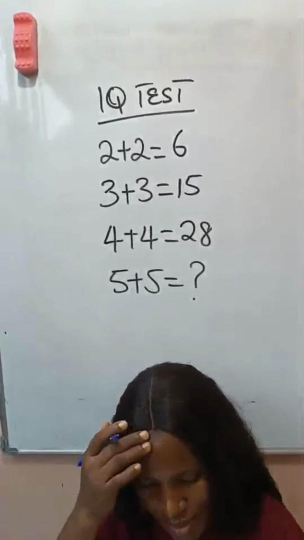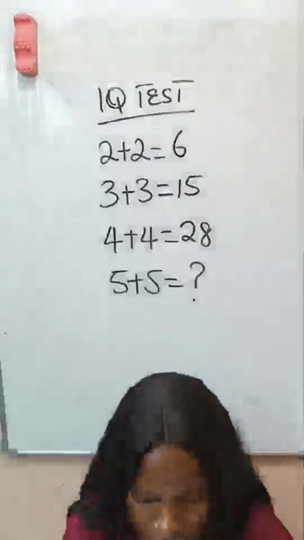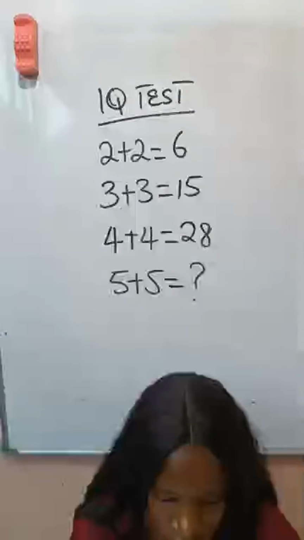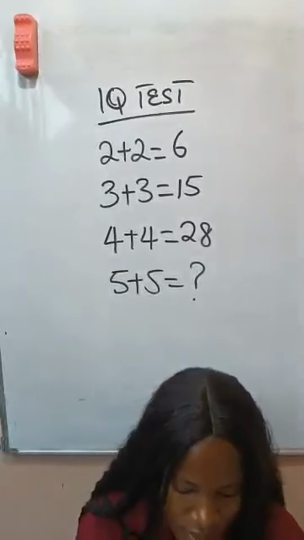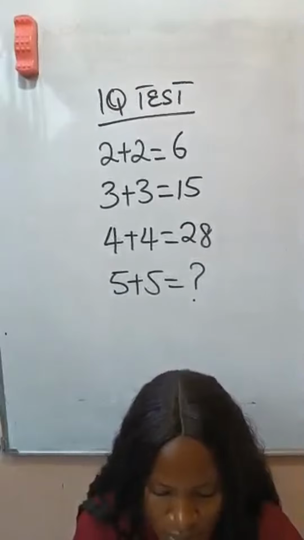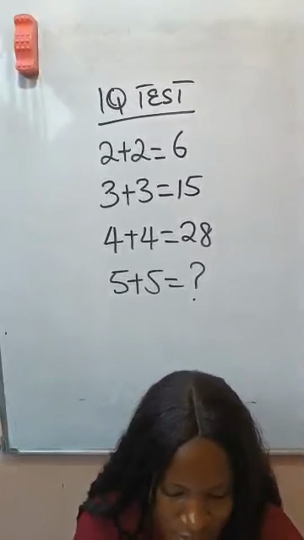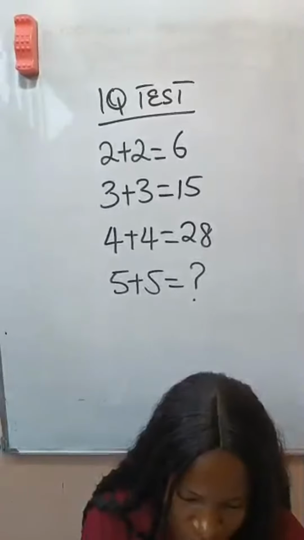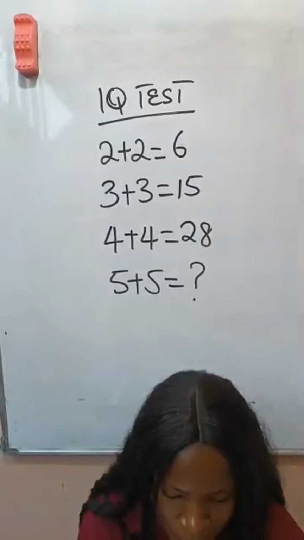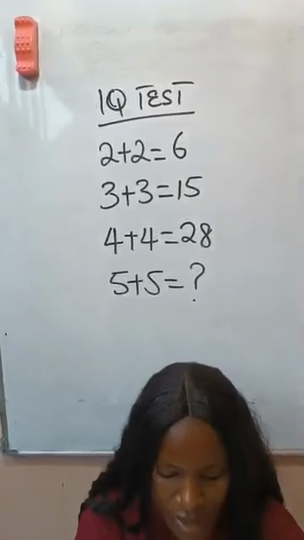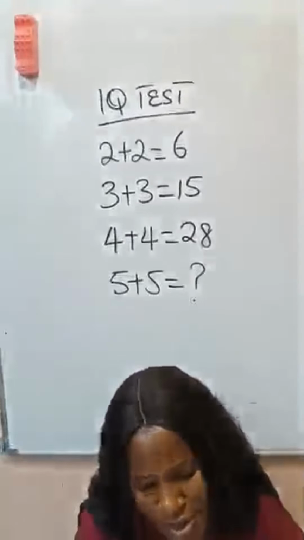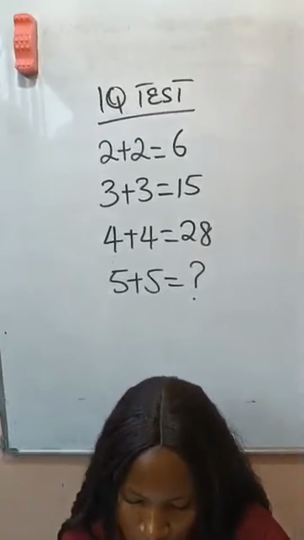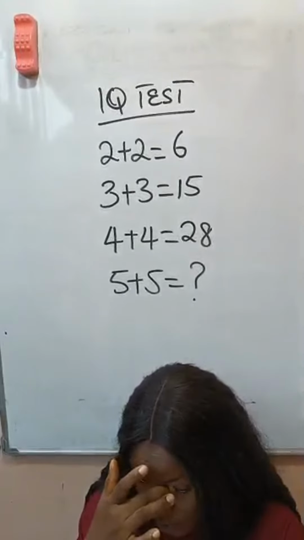What do you think the answer is? What pattern do you think is being followed? If you drop your answer, please explain how you got your answer. If 2 plus 2 is 6, 3 plus 3 is 15, 4 plus 4 is 28. What is 5 plus 5?